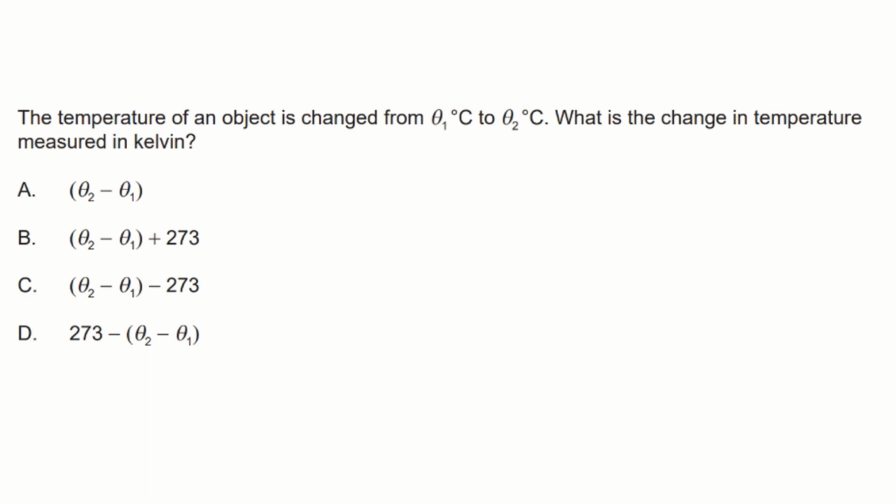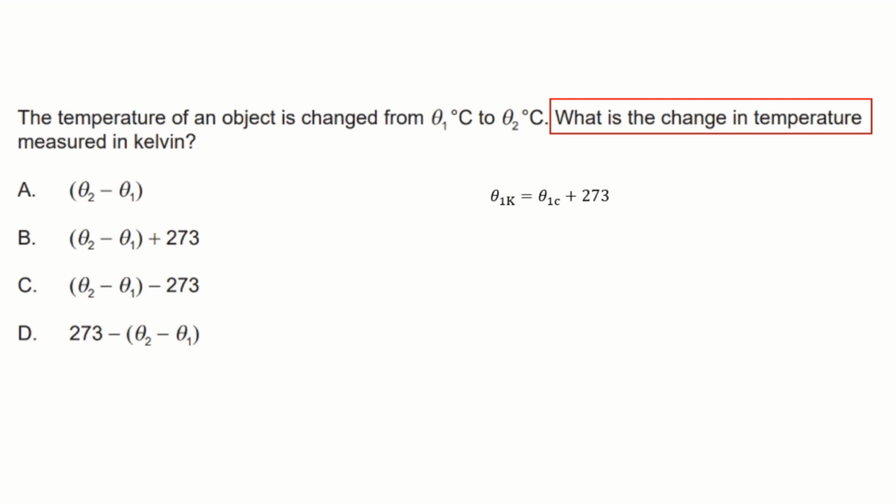Key to this one is reading. We're looking at the temperature of an object, which has changed from theta 1 degrees Celsius to theta 2 degrees Celsius. And we're asked what the change in temperature is. Now, hopefully you're aware that we convert between Celsius and Kelvin through an additional factor of 273. You sometimes see an extra couple of decimal places on there, but it doesn't matter for this purpose.